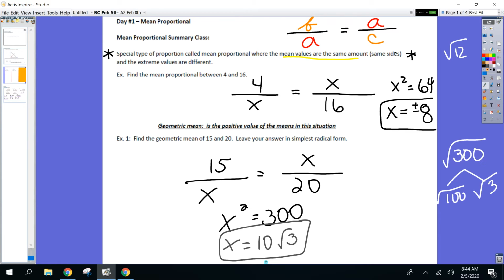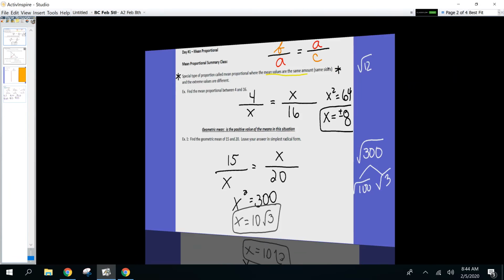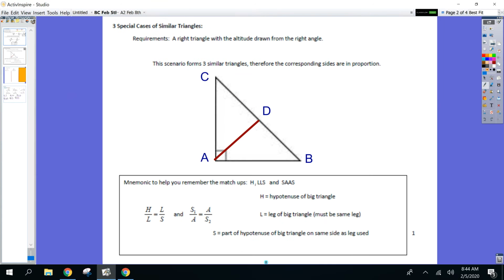You are going to set up a ton of these today. Bad news? You're going to have to match up sides to do it. Similar triangles is not going anywhere. Okay, so I want to introduce you to the diagram we're going to be using the next two days.